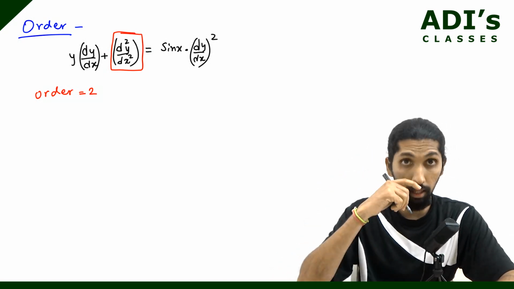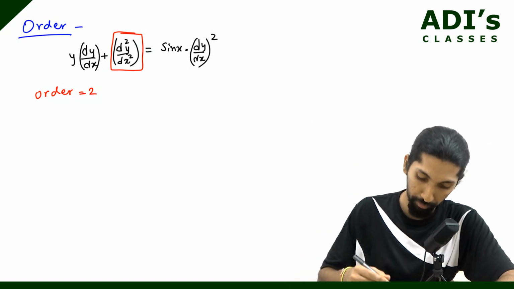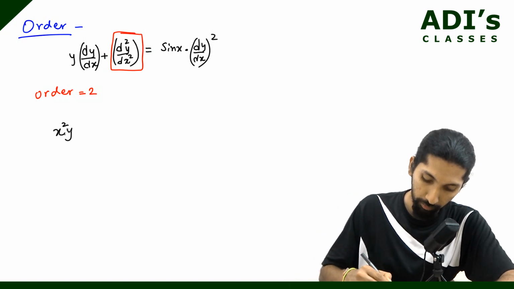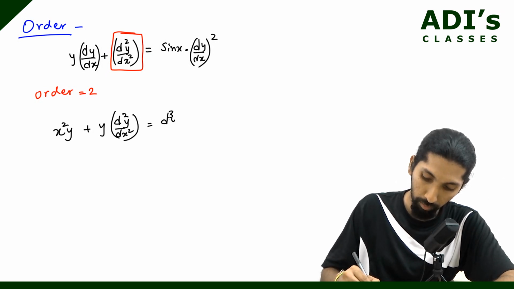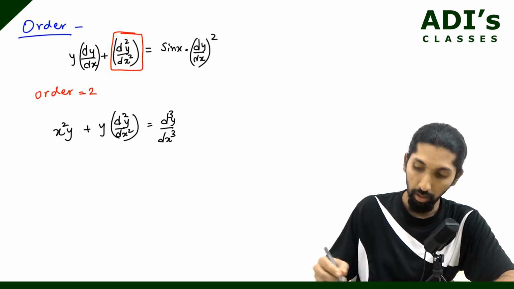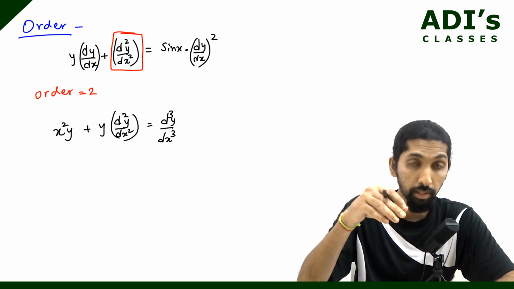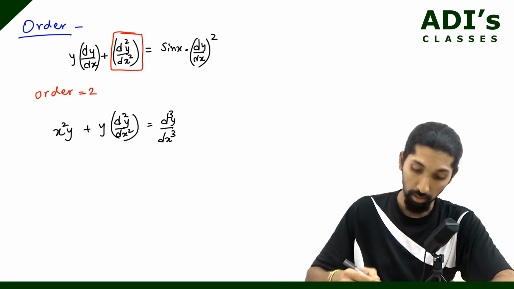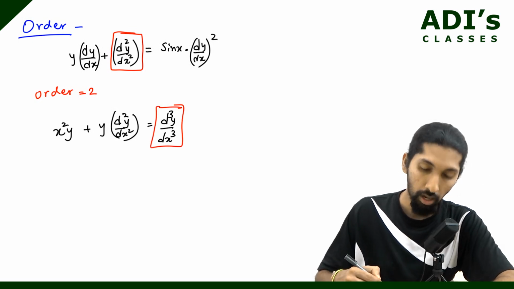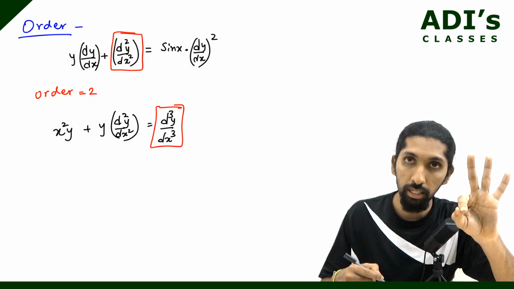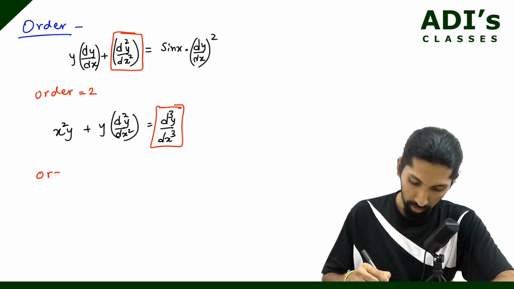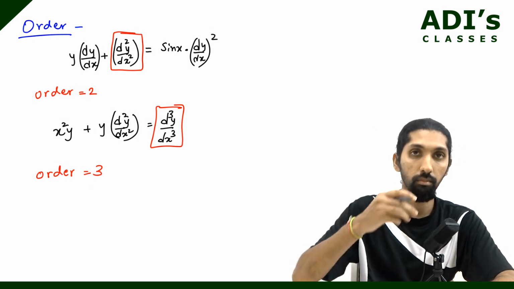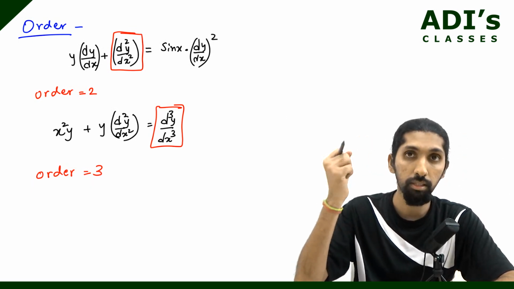Suppose I give you another example now. Let's say you have x square y plus y into d square y by dx square is equal to d cube y by dx cube. Now if I ask you what is the order of this differential equation, which parameter is differentiated the maximum number of times? We have this. How many times is it differentiated? 3 times, correct? So the order becomes 3. Clear?